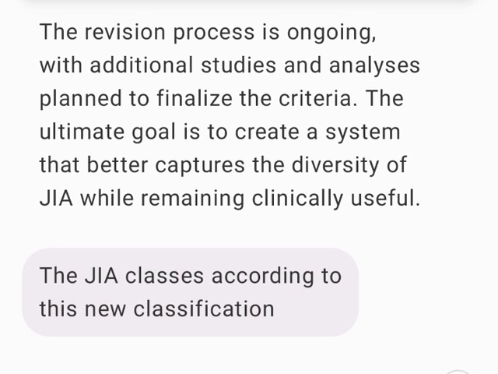The revision process is ongoing, with additional studies and analyses planned to finalize the criteria. The ultimate goal is to create a system that better captures the diversity of JIA while remaining clinically useful.